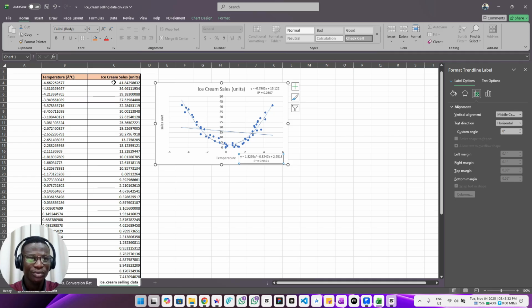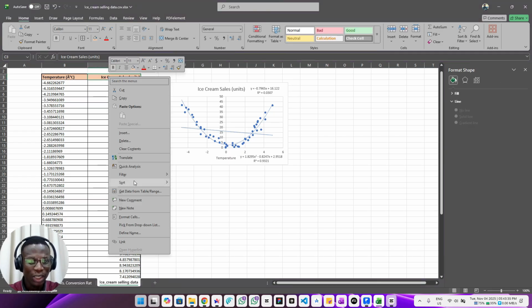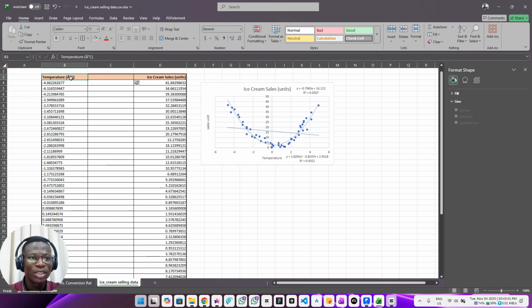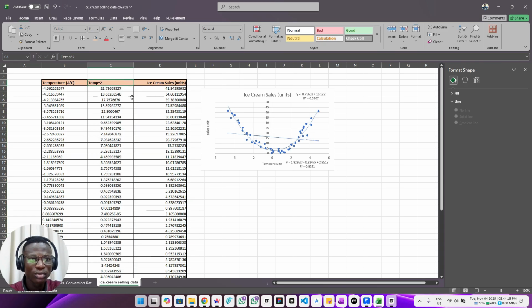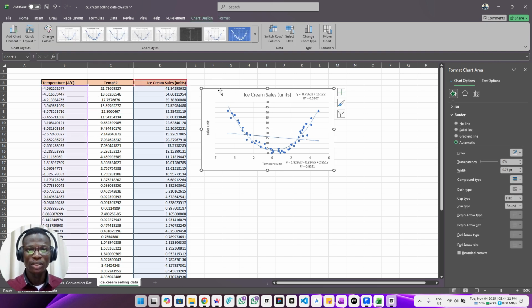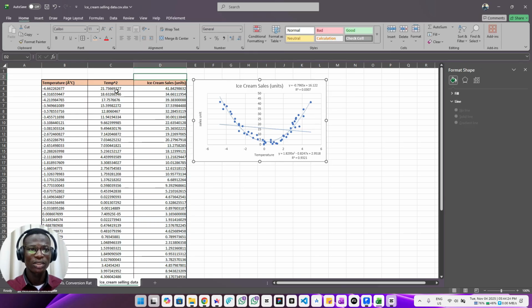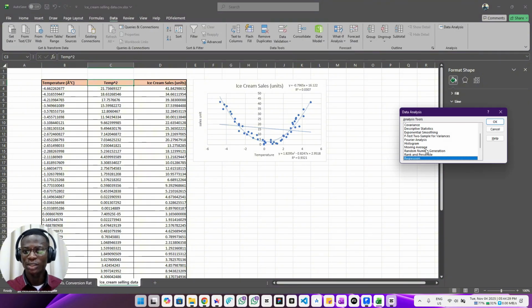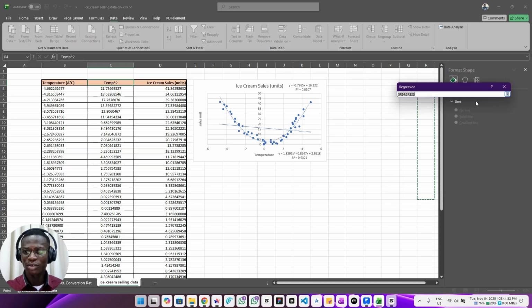So with this one, I think I can just insert them here. Insert an entire column, and then we say temperature squared, right? And then what do we do? We say equals this raised to the power of 2. Okay, so now we just use our data analysis in Excel. We go to data, and then we go to data analysis, regression. So within regression, then we select.